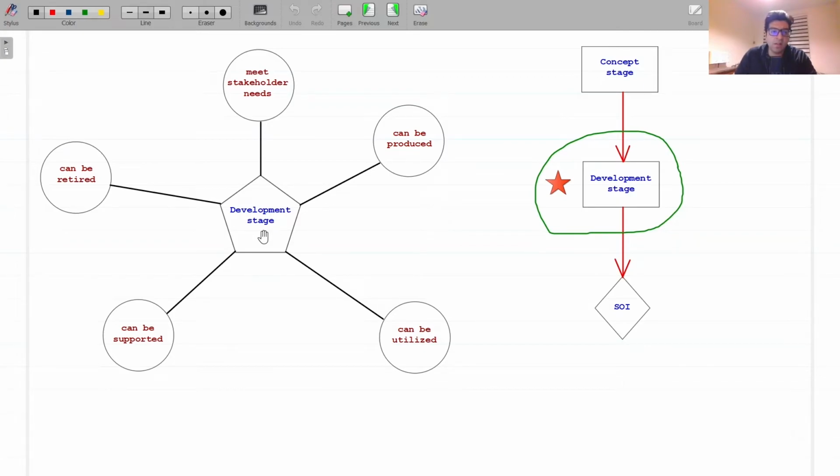The development stage defines and realizes a SOI that meets its stakeholder requirements and can be produced, utilized, supported, and retired. The development stage begins with the outputs of the concept stage. The primary output of this stage is the SOI. Other outputs can include a SOI prototype, enabling system requirements or the enabling systems themselves, system documentation, and cost estimates for future stages. Business and mission needs, along with stakeholder requirements, are refined into system requirements.